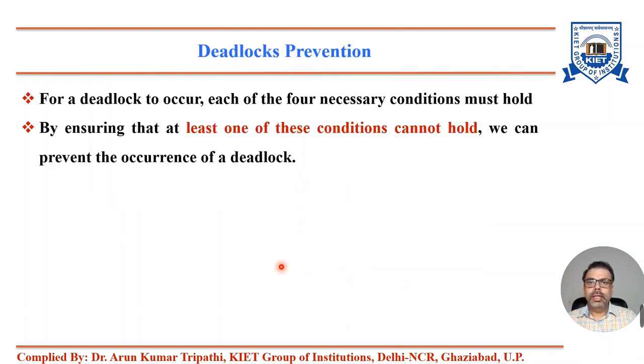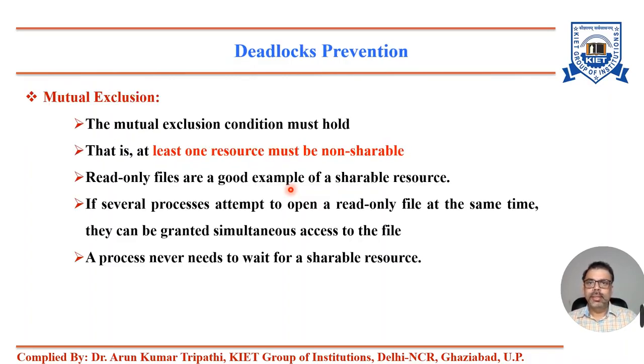First one is deadlock prevention. For deadlock to occur, each of the four necessary conditions must hold simultaneously. By ensuring that at least one of these conditions cannot hold, we can prevent the deadlock. How we can prevent the deadlock, we will discuss in the next few slides.